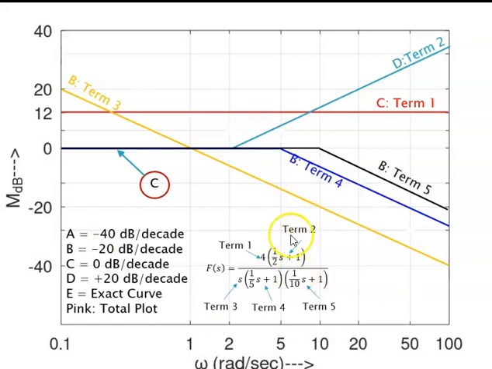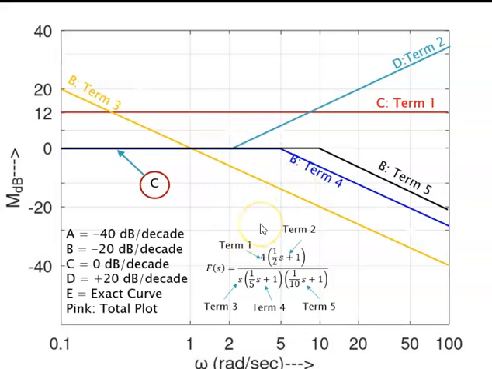And we nicely labeled it. B is minus 20 decibels per decade. You have seen, instead of writing minus 20 decibels per decade here, here, and here, we have labeled it as B, and we simply indicate B, colon term 5. So it indicates that this graph is coming out of term 5, and the slope here is minus 20 decibels per decade. Once you have drawn all these, you can sum them up graphically.